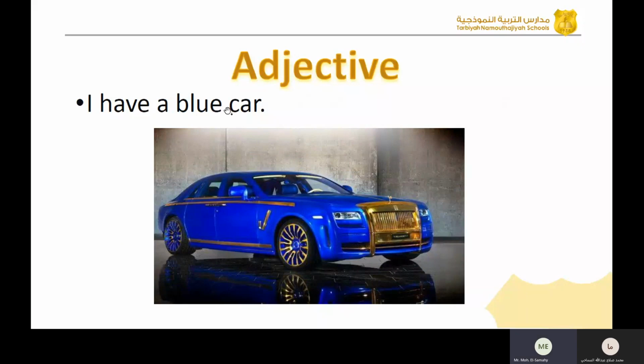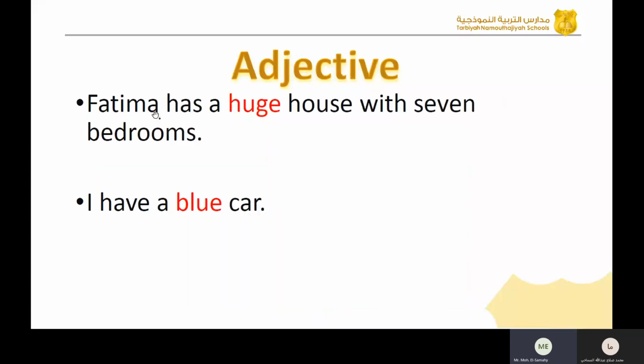If I give you a sentence and I ask you to underline the adjectives, if you see any color, it is an adjective. Don't hesitate to put a line under it. Any color is an adjective. Okay? So in this sentence, blue is the adjective. Fatima has a huge house, huge, with 7 bedrooms. I have a blue car. Blue is the adjective in this sentence.